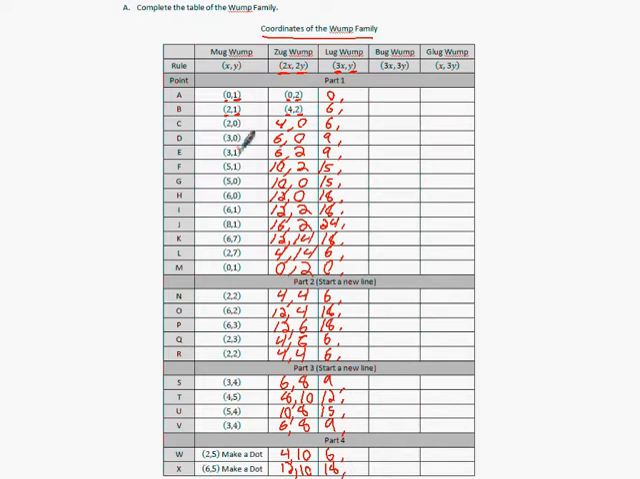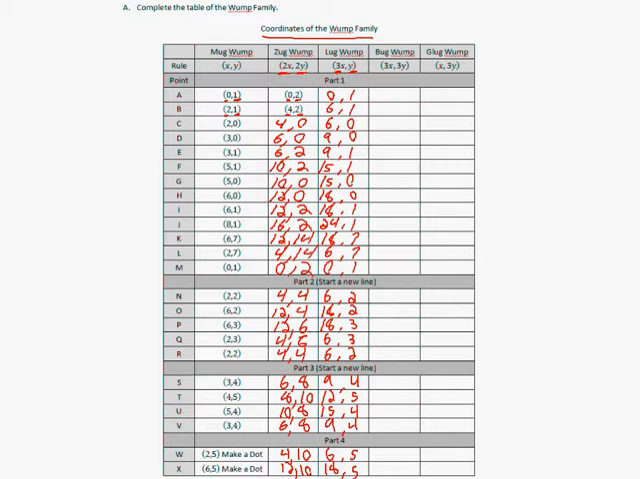Now, all these second numbers stay the same. So 1, 1, 0, 0, 1, 1, 0, 0, 1, 1, 7, 7, 1, 2, 2, 3, 2, 4, 5, 4, 4, 5, and 5.